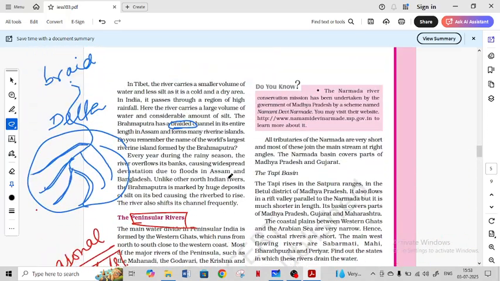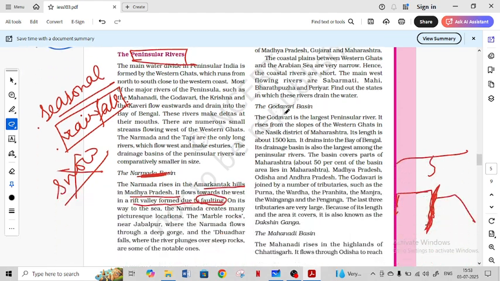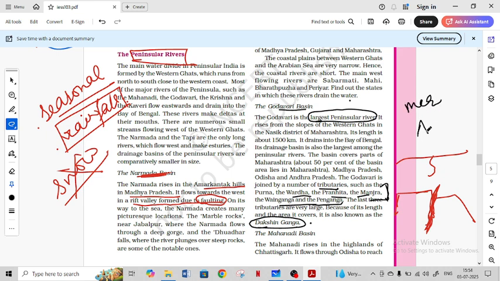Then if we move on, we have the Tapi Basin. Tapi rises in the Satpura ranges in the Betul district of Madhya Pradesh. It also runs in a rift valley parallel to Narmada. Next, the Godavari Basin, the largest peninsular river, is also known as Dakshin Ganga. Very important question. The main tributaries include Vardha, Pranhita, Manjra, Venganga, Penganga. Questions on rivers and their tributaries and distributaries come very often in MCQs, as well as assertion reasoning questions and statement oriented questions, so they are very important.